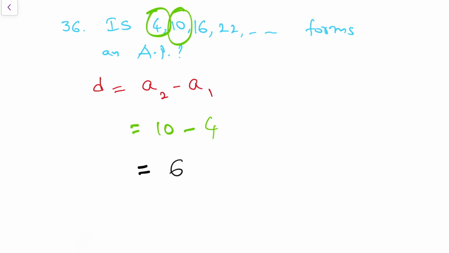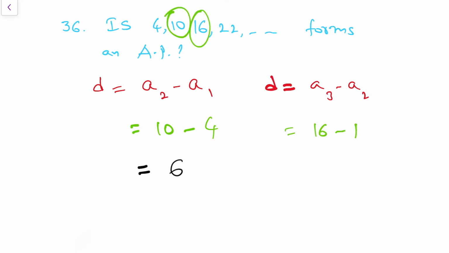Now again let us find one more difference. d is equal to the third term minus the second term. The third term is 16 minus the second term 10. 16 minus 10 is again 6. In the first case we got the difference as 6, and in the second case also 6. So in both cases the common difference is the same. Then I can conclude that the given progression is definitely an arithmetic progression. If the common difference is the same, then it is an arithmetic progression.